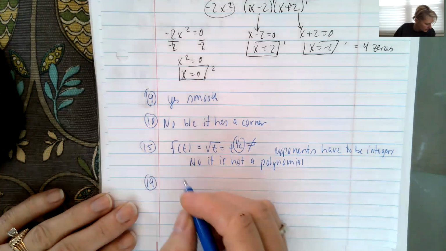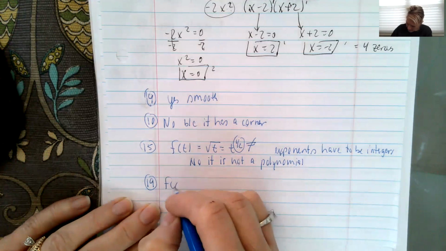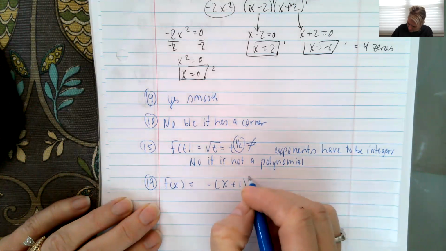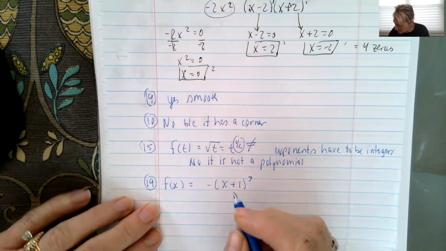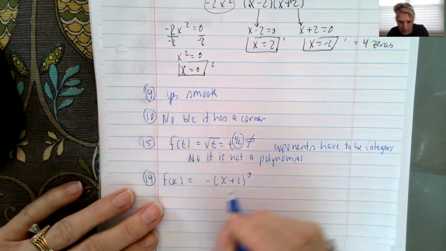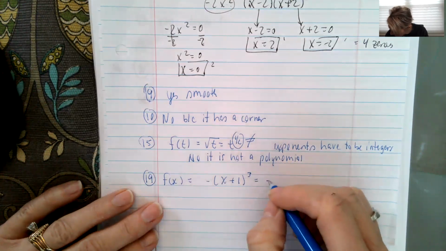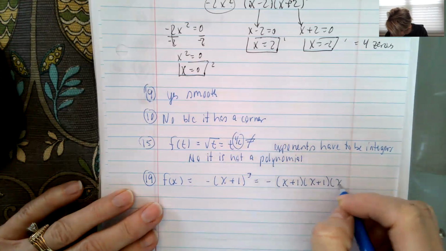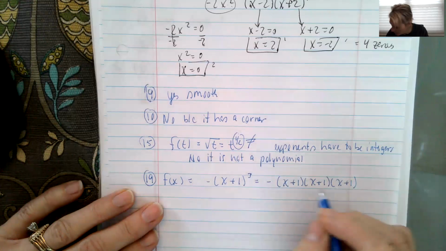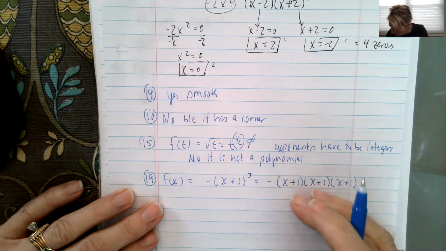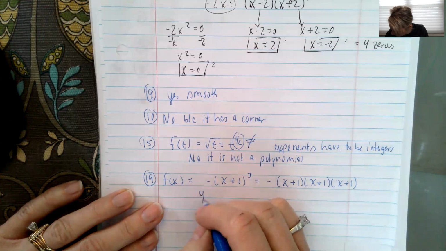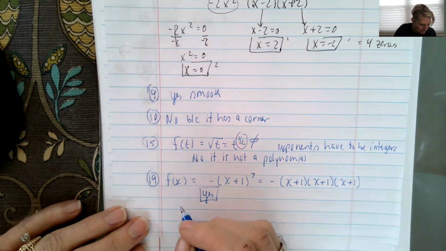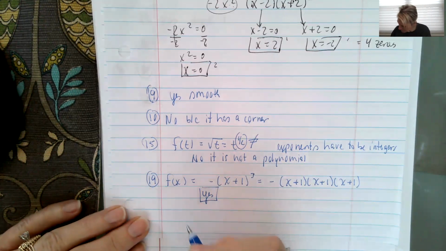So let's look at 19. 19 is f of x equals negative of x plus 1 cubed. And this is the same as the negative of x plus 1 times x plus 1 times x plus 1. And if we multiply this all out, we will get all integers. So yes, it is a polynomial. Okay.